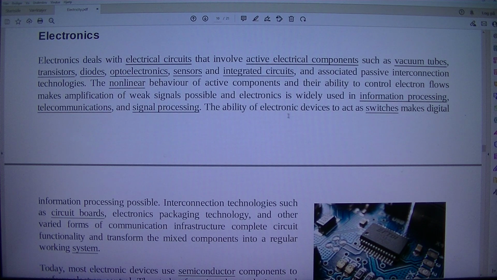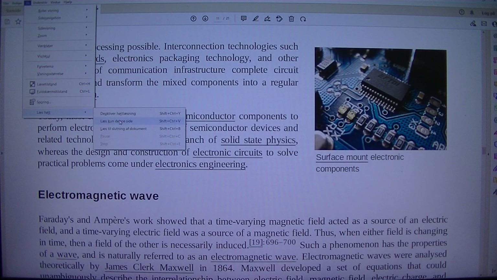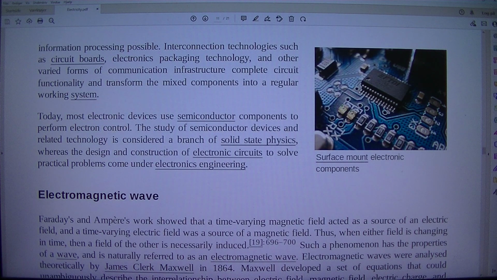The ability of electronic devices to act as switches makes digital information processing possible. Interconnection technologies such as circuit boards, electronics packaging technology, and other varied forms of communication infrastructure complete circuit functionality and transform the mixed components into a regular working system.